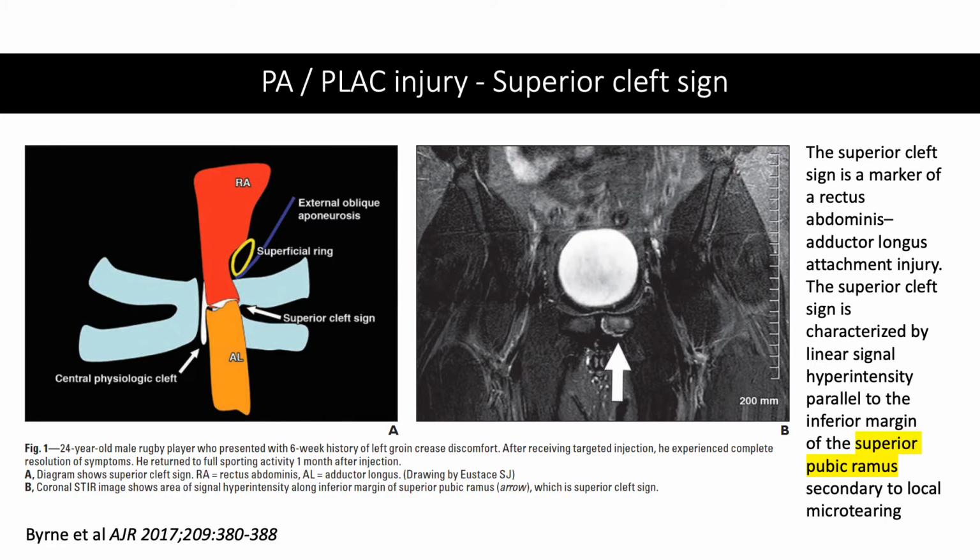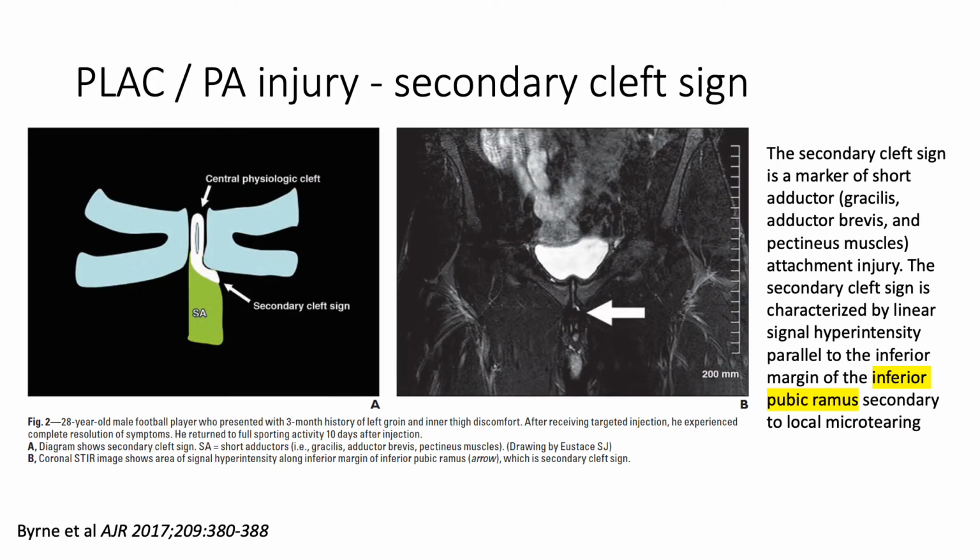There are in fact different patterns of injury that you can see on MRI, the so-called superior cleft and inferior cleft signs, and what we're talking about here is either an avulsion around the superior pubic ramus on its inferior side or the inferior pubic ramus on its inferior side. They would be the superior and inferior, secondary cleft signs respectively. You can do diagnostic injections to these areas and get transient improvements in pain, and also get a pain-free window in which to do rehabilitation.